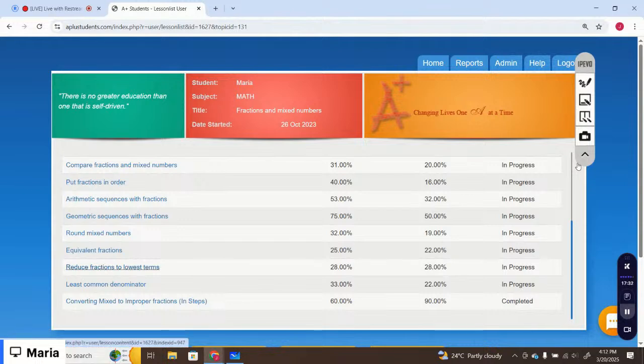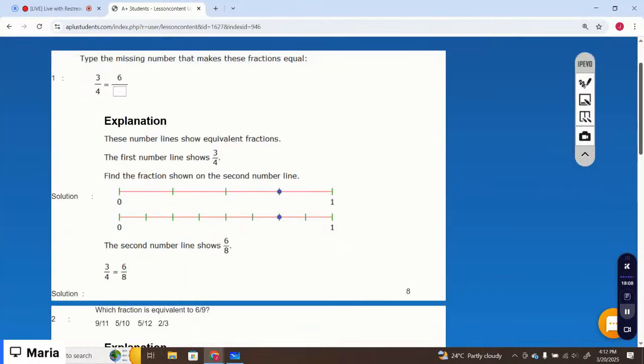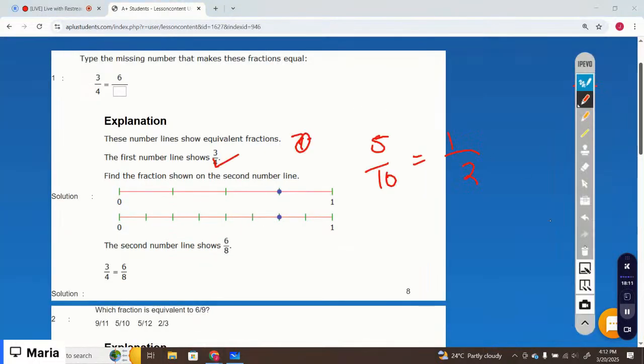The next lesson is equivalent fractions. Let's just start with the lesson. Type the missing number that makes these fractions equal. 3 over 4 equals 6 over 8. So you have to see how these fractions are equivalent. Let me just tell you an easier way.